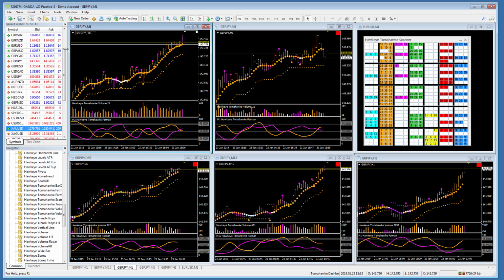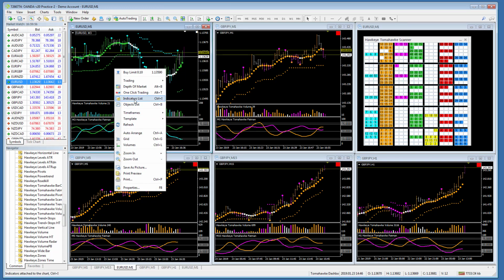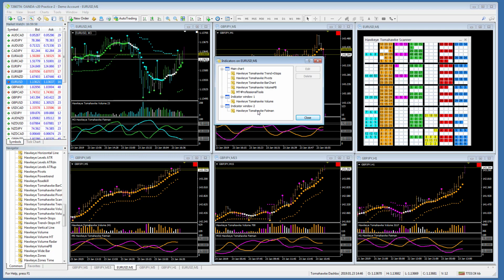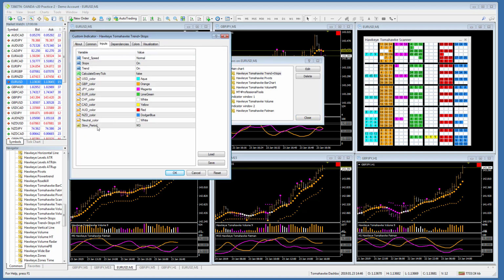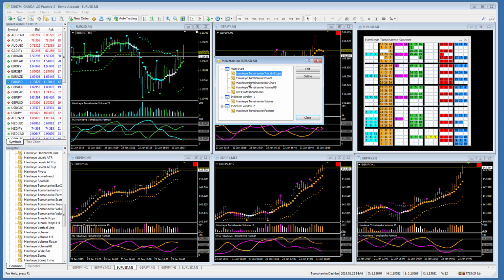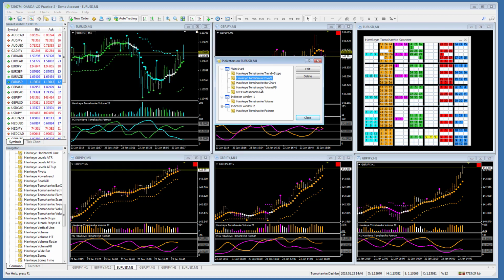All right, so euro. Right there. Format that indicator. So you can see the time frame is set to an M3. You can see each one of the indicators are preset and set up to an M3. So this chart really is an M3.